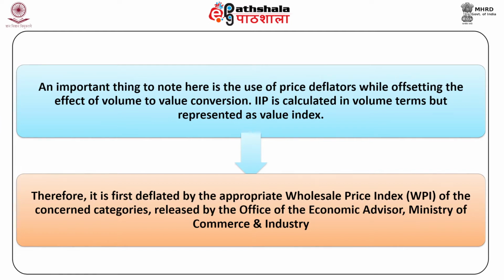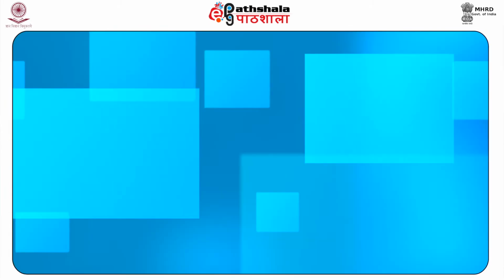An important thing to note here is the use of price deflators while offsetting the effect of volume to value conversion. IIP is calculated in volume terms but represented as value index. Therefore, it is first deflated by the appropriate wholesale price index, that is WPI, of the concerned categories, released by the Office of the Economic Advisor, Ministry of Commerce and Industry.